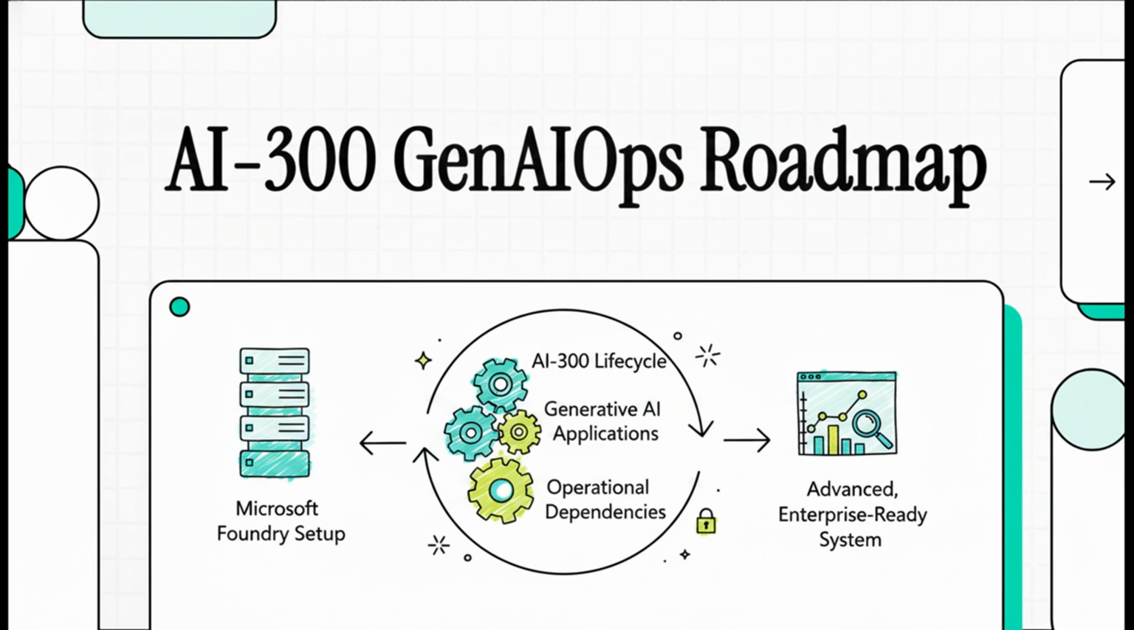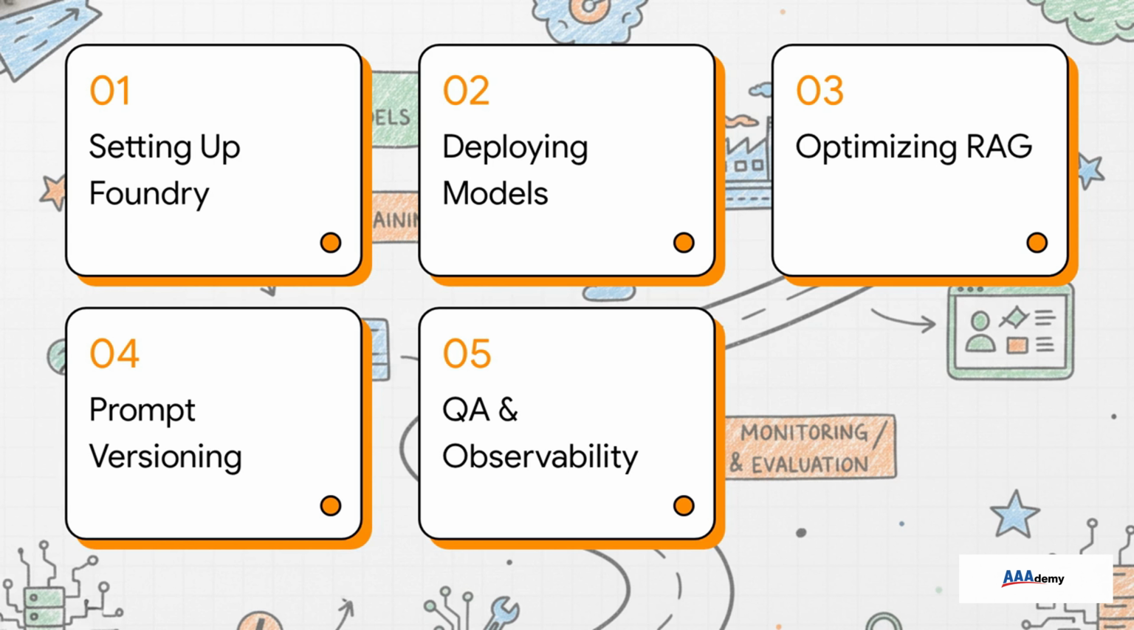Let's get into it. Here is our roadmap for today. 1. Setting up Foundry. 2. Deploying models. 3. Optimizing RAG. 4. Prompt versioning. And 5. Quality assurance and observability. Simple as that.